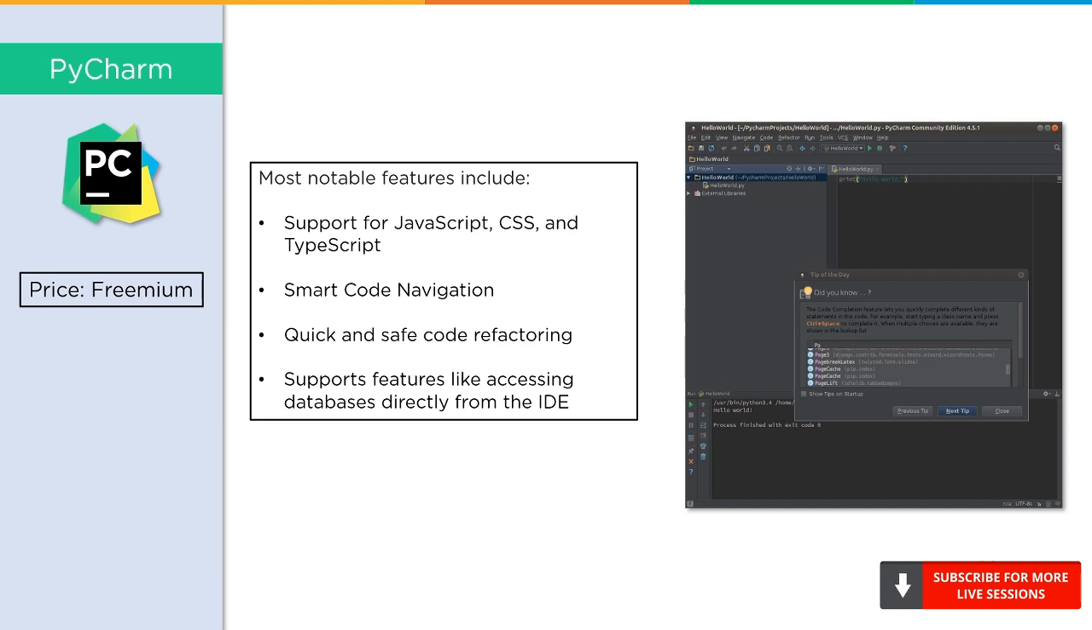Smart code navigation, quick and safe code refactoring, and support features like accessing databases directly from the IDE, for example MySQL and some other databases. PyCharm provides all major features that a good IDE should provide, such as code completion, code inspections, error highlighting and fixes, debugging, version control system, and code refactoring. All these features come out of the box.